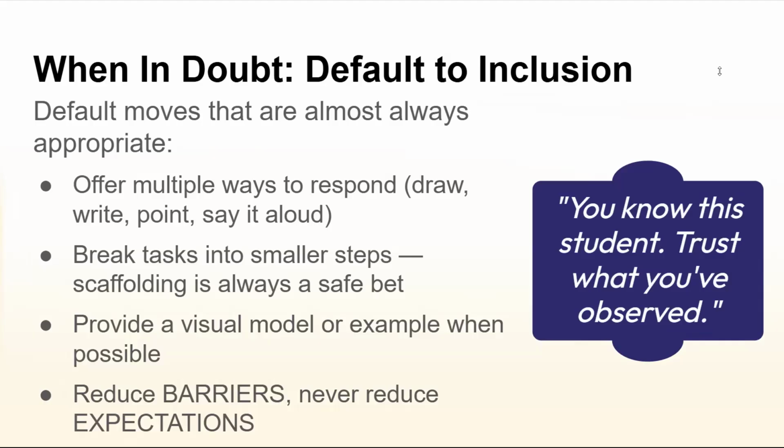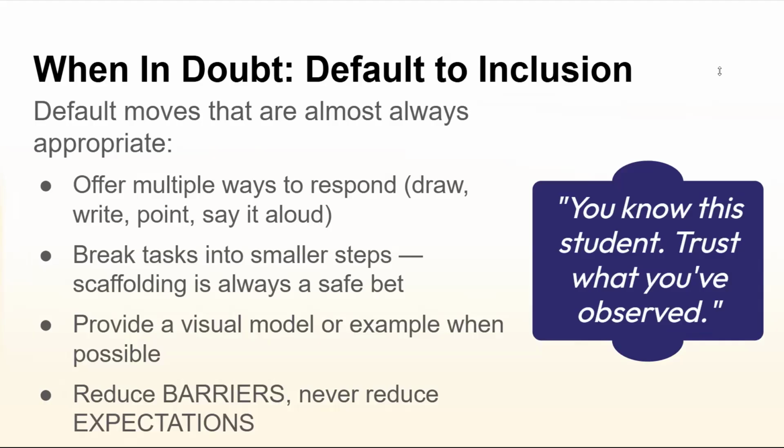Break tasks into smaller steps. Scaffolding is always a safe bet. So if a student is having trouble with a big thing, break it down into smaller steps. Provide a visual model or example when possible. This happened a lot too in my writing classroom. If students were doing graphic organizers, they just had no idea how much they really were supposed to put on that graphic organizer. So they just needed someone to show them what that looked like.